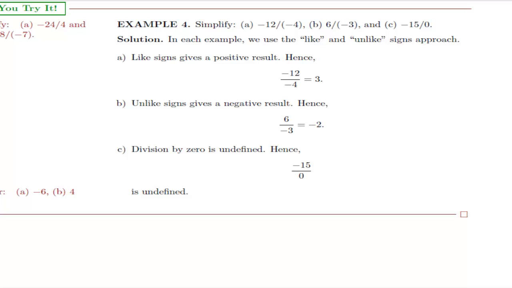Example 4. Simplify. A, negative 12 divided by negative 4. Like signs gives a positive result, hence negative 12 divided by negative 4 is positive 3. B, 6 divided by negative 3. Unlike signs gives a negative result, hence positive 6 divided by negative 3 equals negative 2. C, negative 15 divided by 0. Division by 0 is undefined, hence negative 15 divided by 0 is undefined.